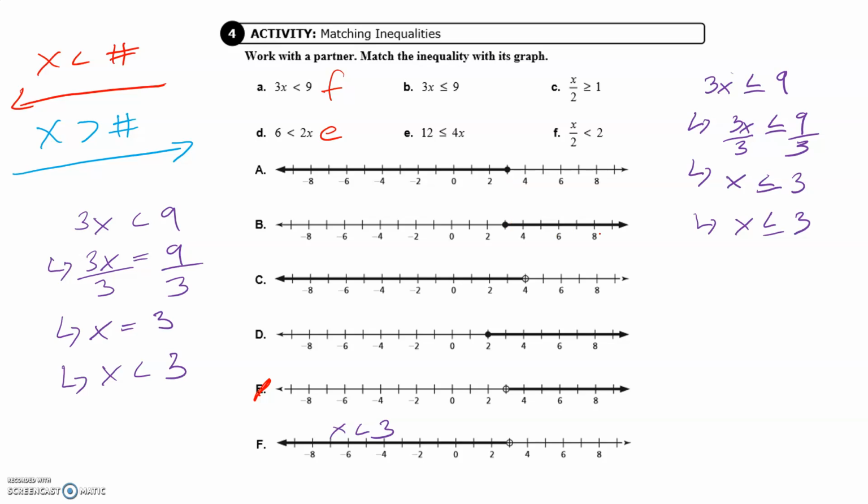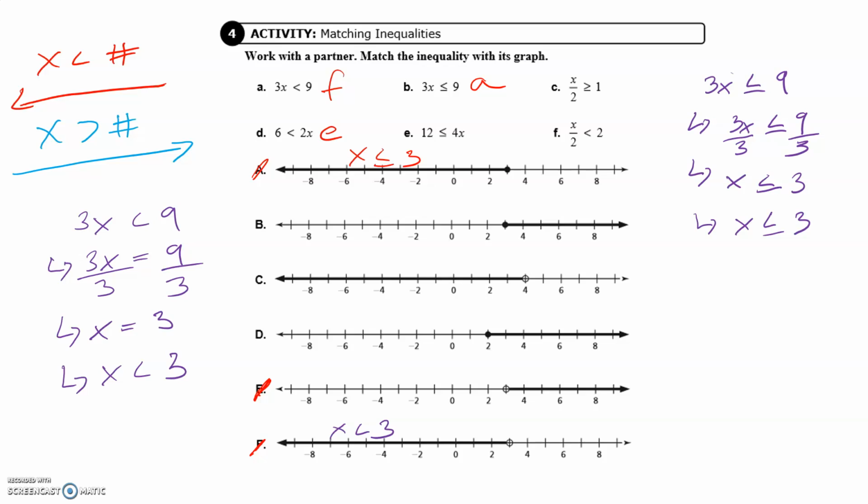B, no, because x is going to be higher than 3. C, no, because it's at 4. D, no, because it's at 2. I've already eliminated E, and I've already eliminated F. So the possible choice is A. The answer is A, and that is x less than or equal to 3.